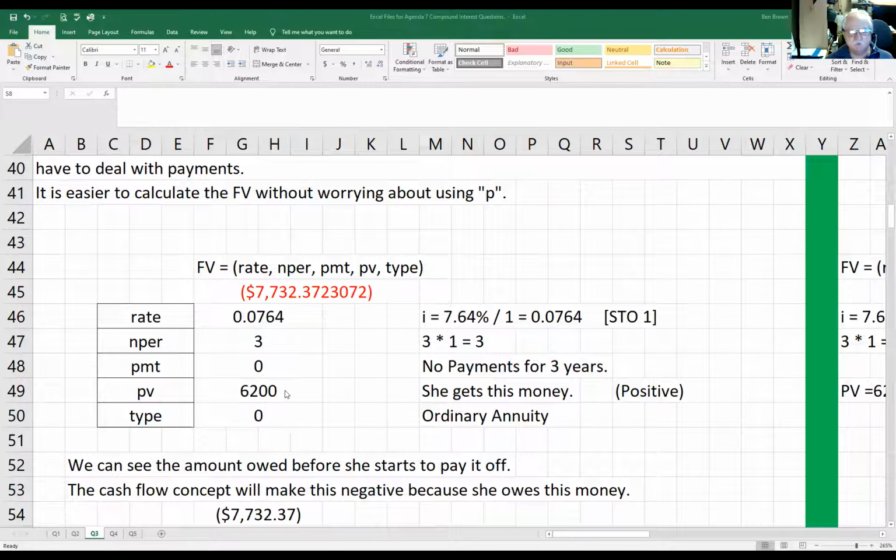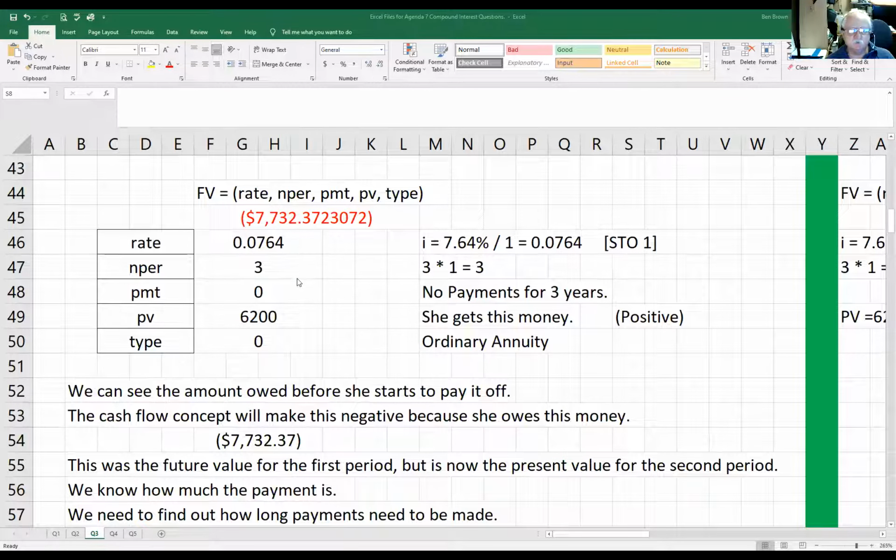We made this 6,200 positive because this is money she gets, even though she spent it on a car. In relation to whoever she's borrowing the money off, she got this money. And we found out that although she borrowed $6,200, after 3 years, she owes $7,732.37.